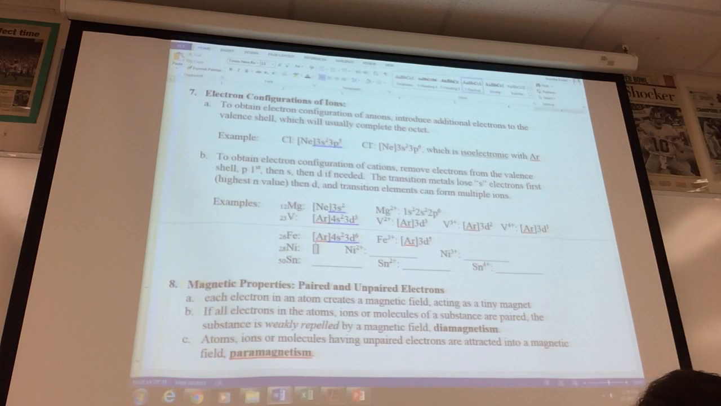Okay, so nickel, we know, is what? Argon 4s2 3d8. Okay, so a nickel 2+ ion is? Argon 3d8. We're going to get rid of the electrons in 4s. But what if you had nickel 3+?